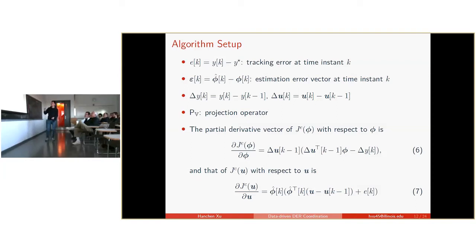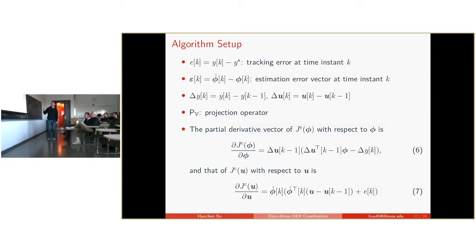First, I set up some notation. Define the tracking error at time instant k as the difference between the actual output and the target. And also the estimation error vector, as the difference between the estimated parameter and the true parameter. I need to point out that the tracking error ek is accessible to the operator, because you know y star and you can measure y. But the estimation error you are not able to know, because you don't know the true value phi k.